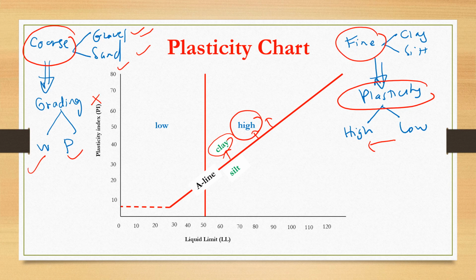The other way around also applies for coarse. You're not talking about high plasticity gravel. No. Low plasticity sand. No. Plasticity is only for fine. If you're talking about grading, then you're talking about coarse. Alright?